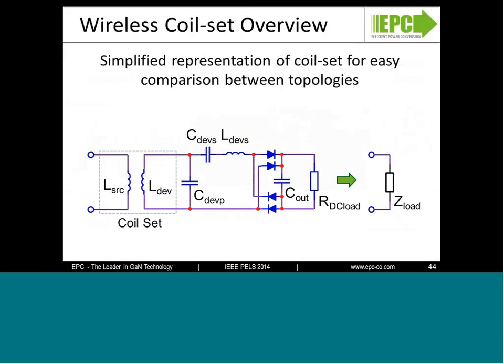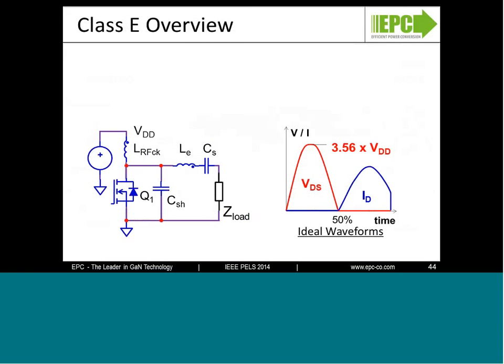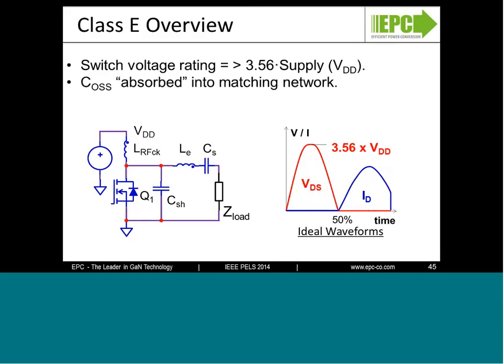One of the popular topologies in this type of application is the Class D amplifier. The Class D converter is highly resonant. You can see here we're resonating the voltage, we're resonating the current. Because of the resonance technique, you experience a very high voltage stress on the device, which is equal to around 3.56 times the input bus voltage, VDD. And the output charge is essentially absorbed into the matching network and it's part of the soft switching resonant transitions.